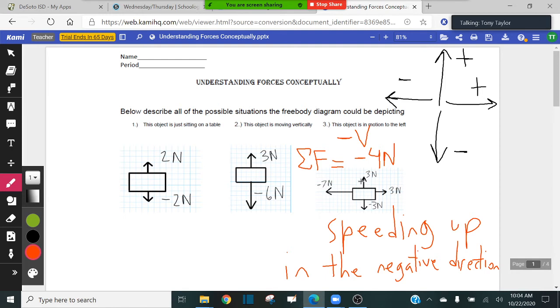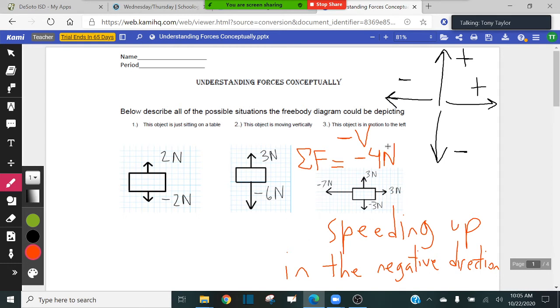Someone asked me, does everybody understand why it's speeding up though? Guys, remember, when we watched the skydiving video, if I was moving downward and gravity was the dominant force acting on me, if I'm moving in the direction of the dominant force, I'm going to be speeding up. But if I'm moving opposite the direction of the dominant force, I'm going to be slowing down. And we saw that with the parachute. The moment the parachute came out, air became the dominant force. So if I was moving opposite the direction of the dominant force, I'm going to be slowing down.